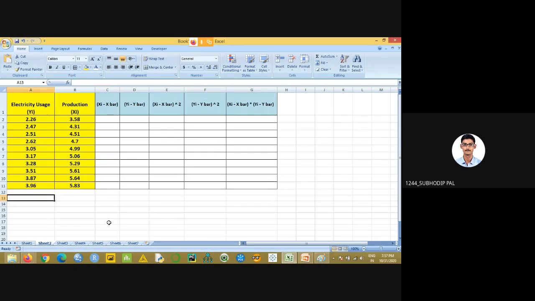My aim here is to find the regression equation. Any doubt about why I have made this table? Why is the second last column yi minus y bar square? That is not required actually. You can eliminate that column. You can remove it. Any doubt in the table?